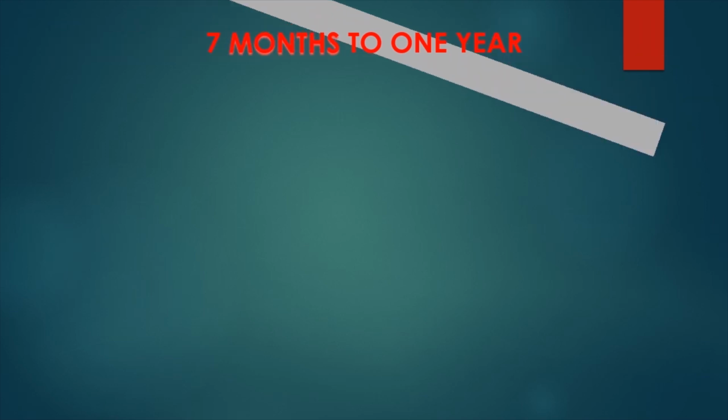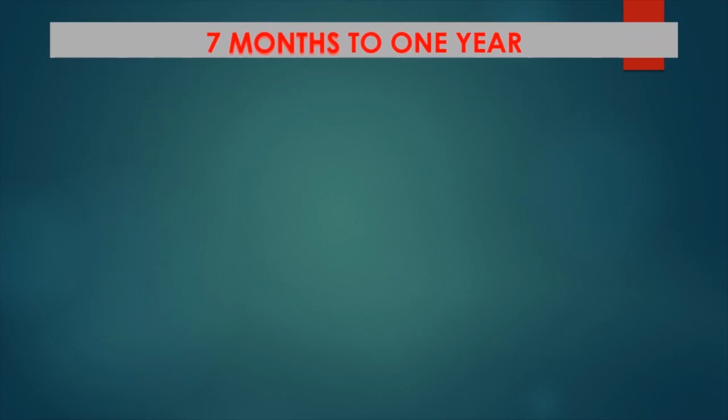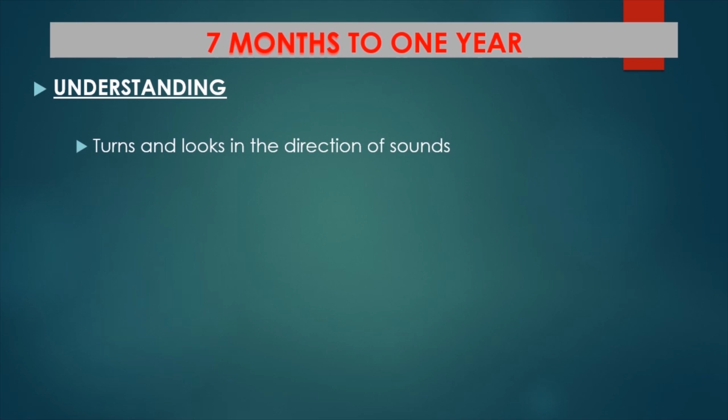Now moving on to the next one and the last one, that is 7 months to 1 year. So 7 months to 1 year is actually a very crucial stage, so you have to keep in mind all of these things. Okay, so moving on to the first one, that is understanding. In terms of understanding, what exactly happens?